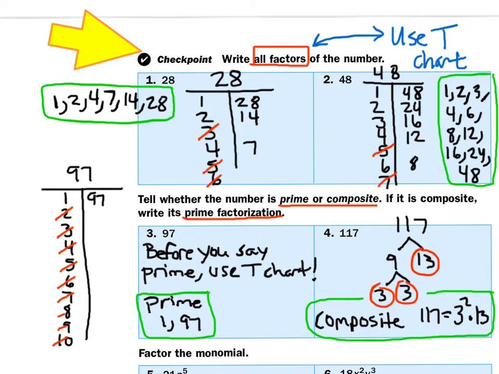Since the next number I would write is 8 and it's already in my chart, I'm good and I can stop. And so here are all the factors of 48 listed in order. Okay, take a look at the next checkpoint, number 3.